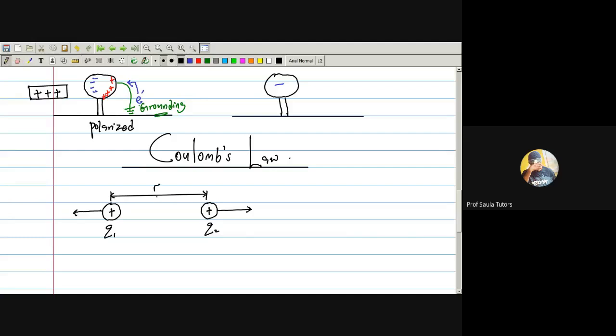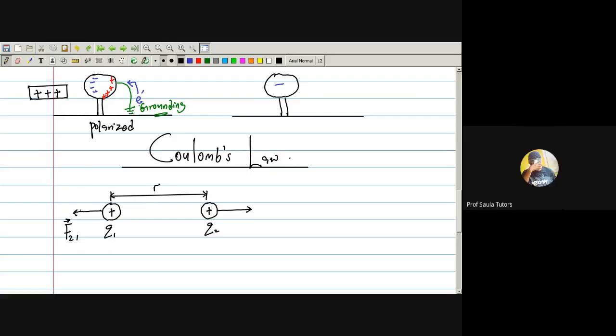Pay attention. These two will repel each other, but how do we write the notation? Now, pay attention. If I write something like F21, what does it mean? It means the force of charge 2 on charge 1.